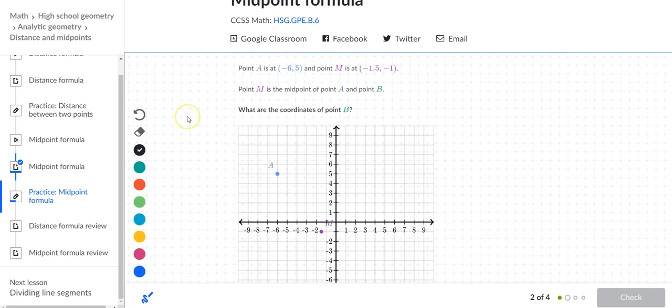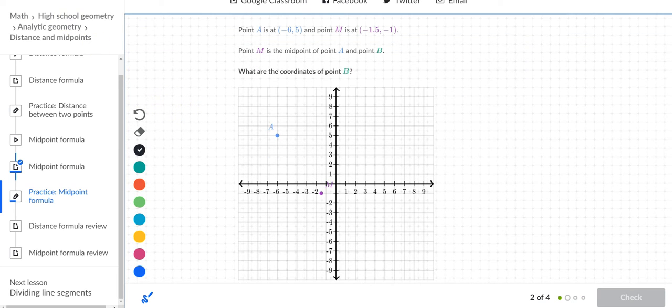Okay. So let's look at this one here. This one's a little bit different just because now they give you the endpoint and the midpoint instead of two endpoints. So we have the point A at -6, 5, which you have displayed there, and then you have your midpoint -1.5, -1.